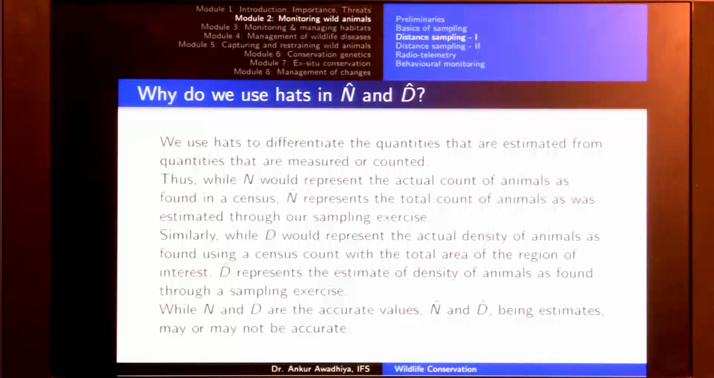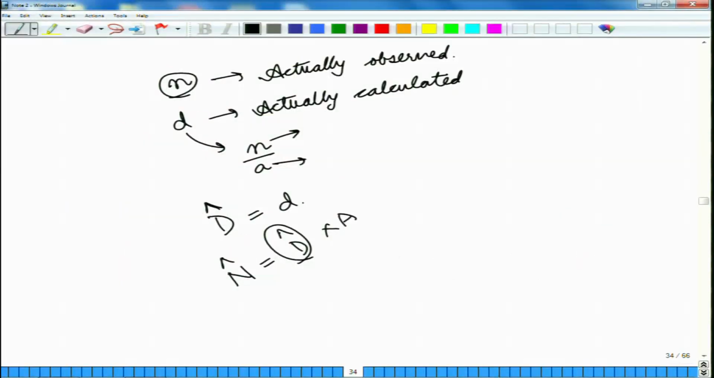So, it is very easy to calculate the density of animals in a forest just by taking some plots, and then we count the number of animals in those plots, divide that by the area of those plots to get a density of animals in the plot, and then we say that the density of animals in the forest is the same as the density of animals in our sample plots. So, we get the density of animals in the forest, multiply that with the area of the forest, and get the total number of animals in the forest.